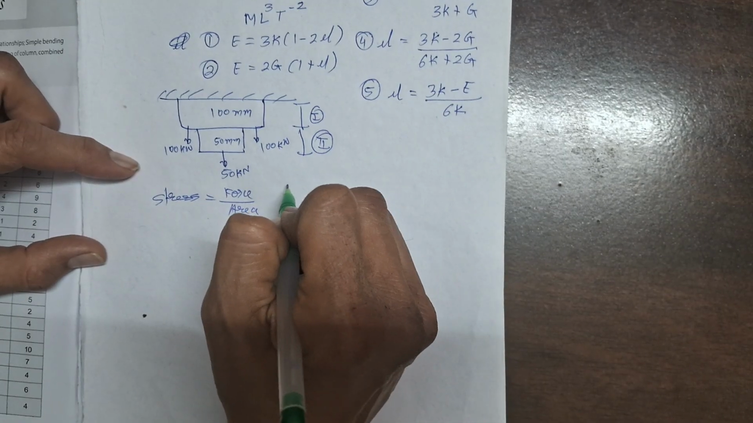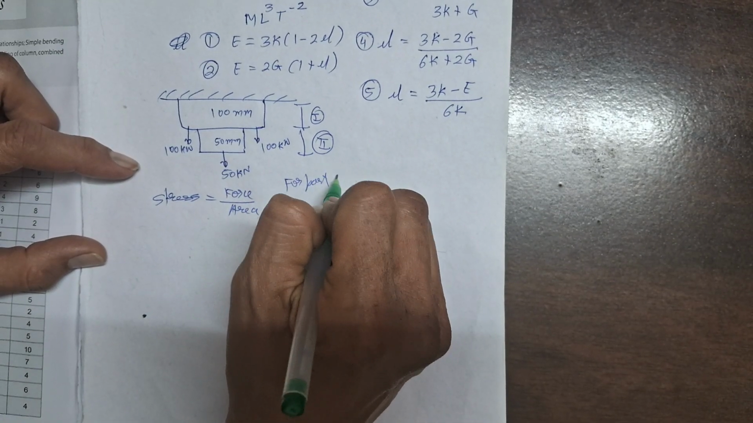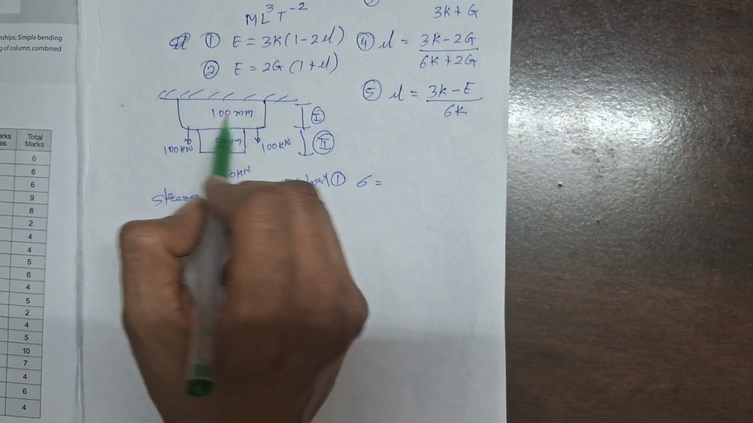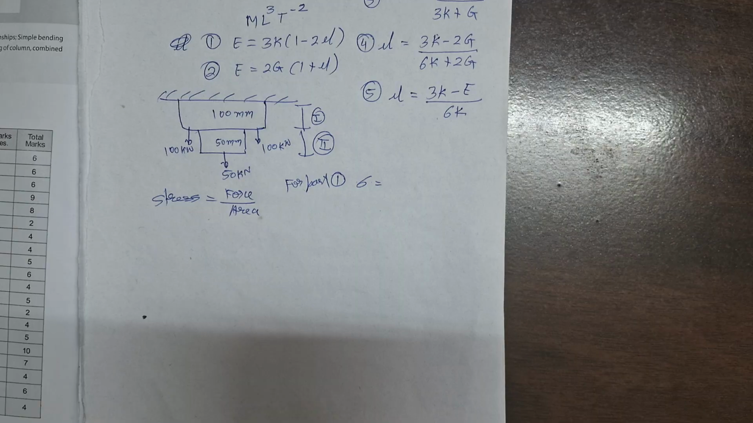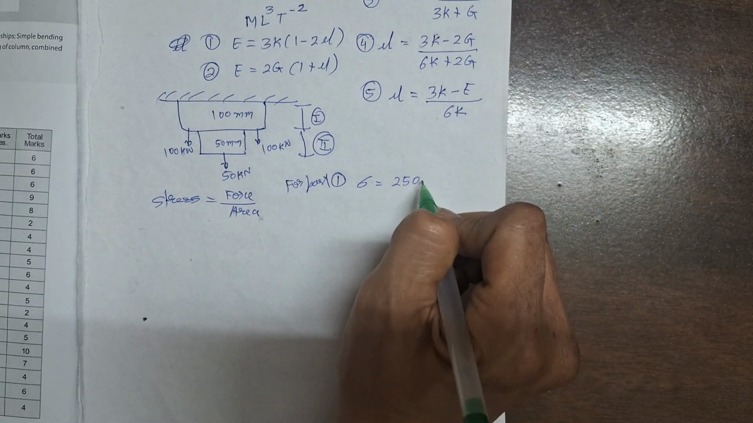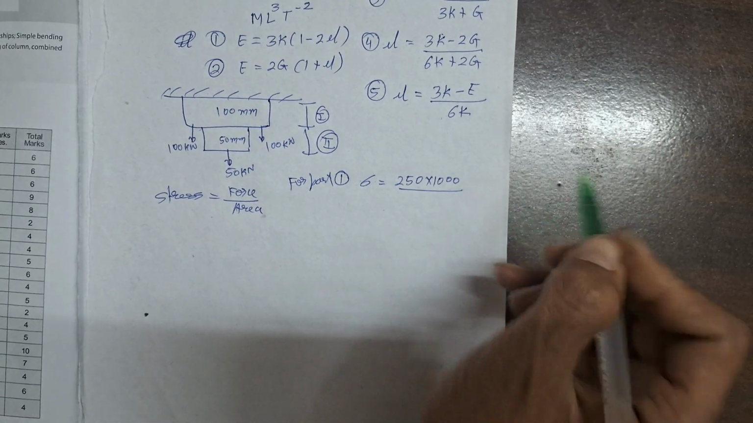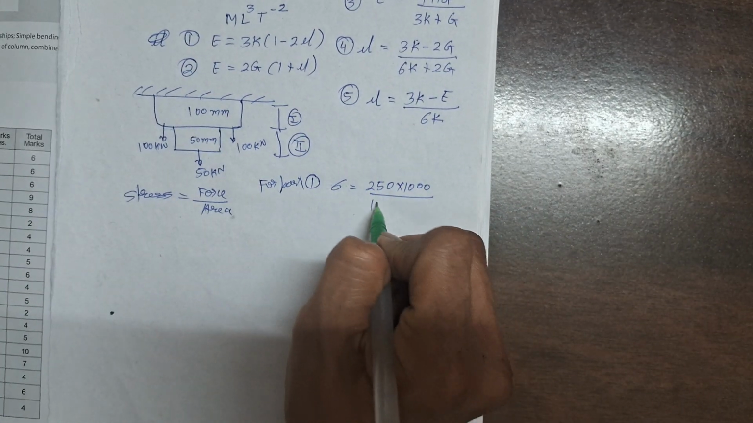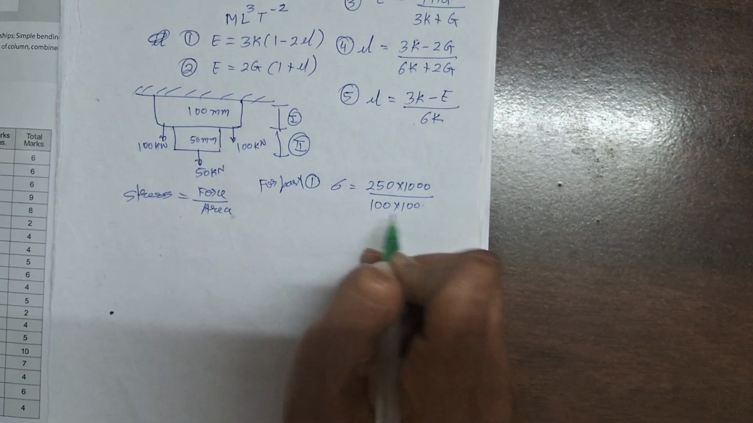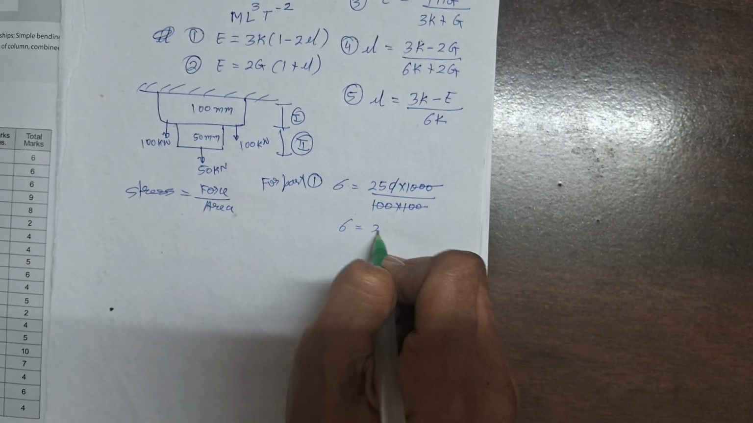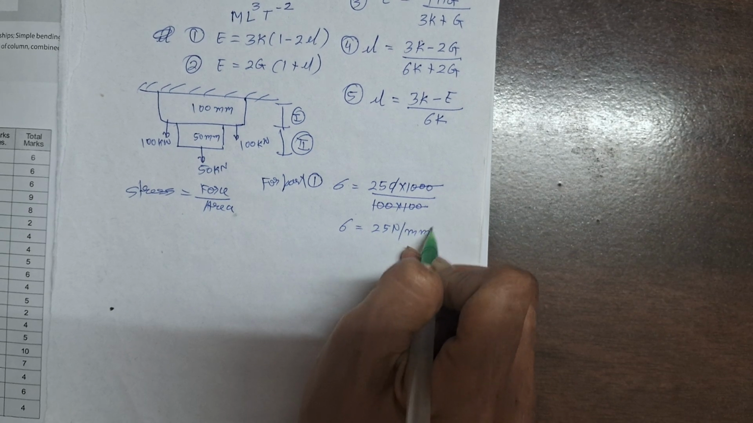So for part 1, what is stress? Sigma is equal to force. How much is the total force? You can see 100 plus 50, so the total is 250 kilonewton. So 250 into 1000, and the area, this is a square cross section, so 100 into 100. So the answer is 25 Newton per mm square for part 1.